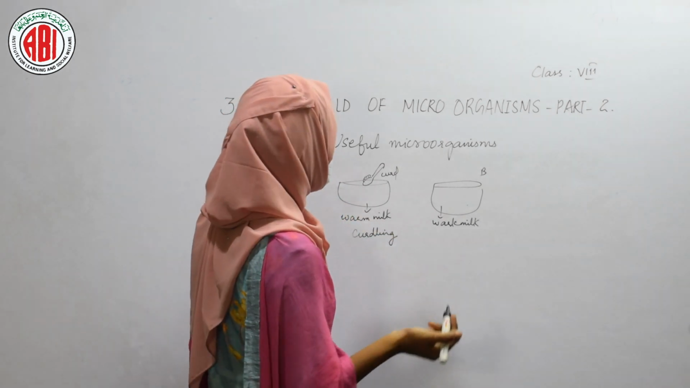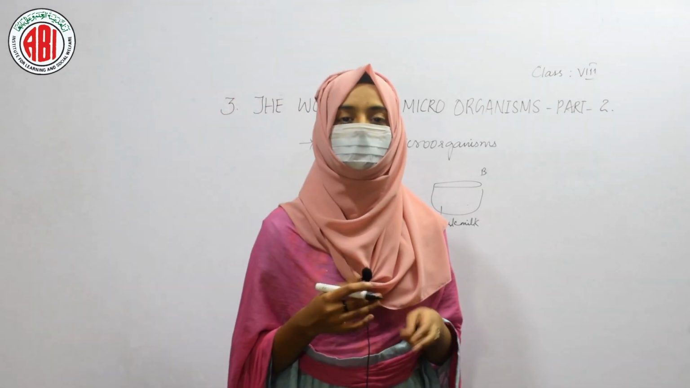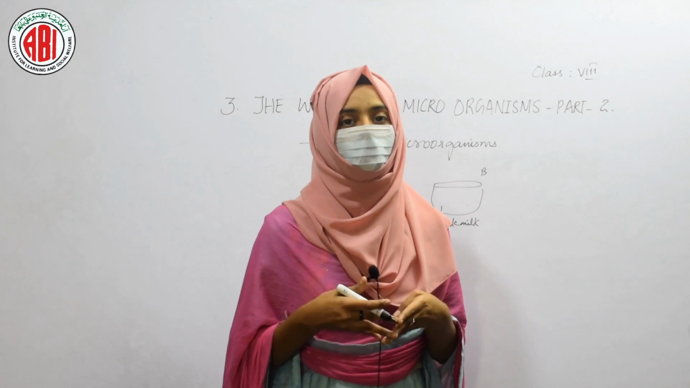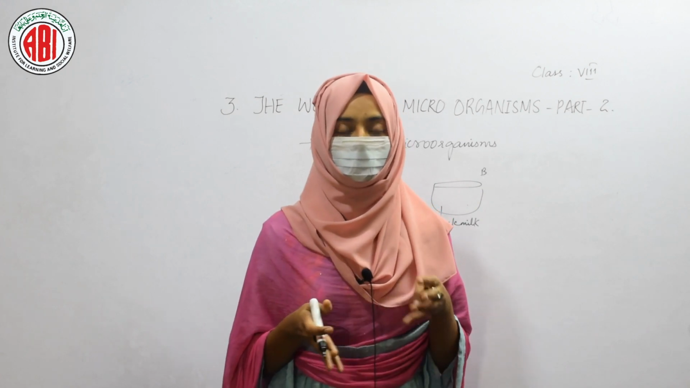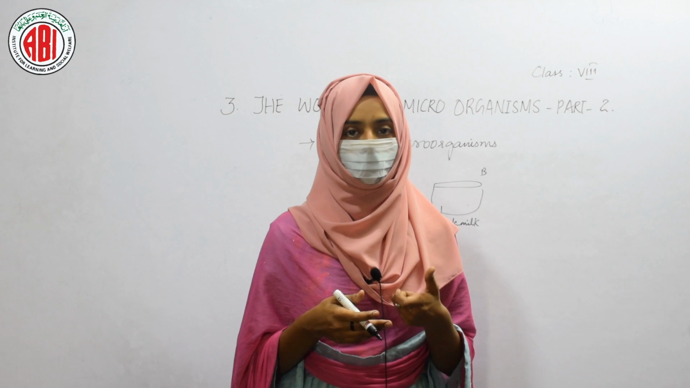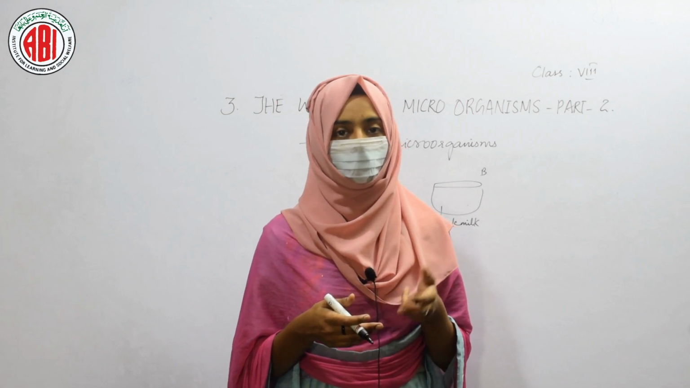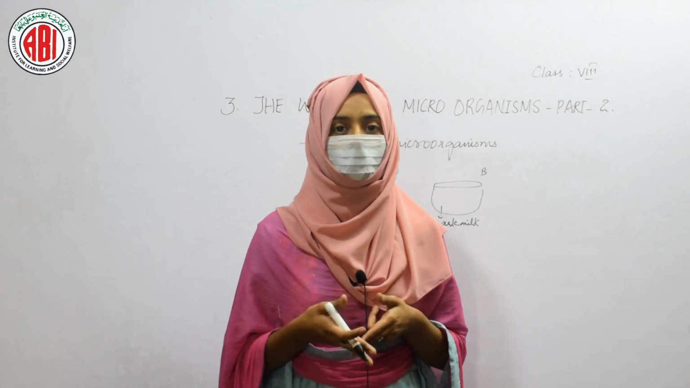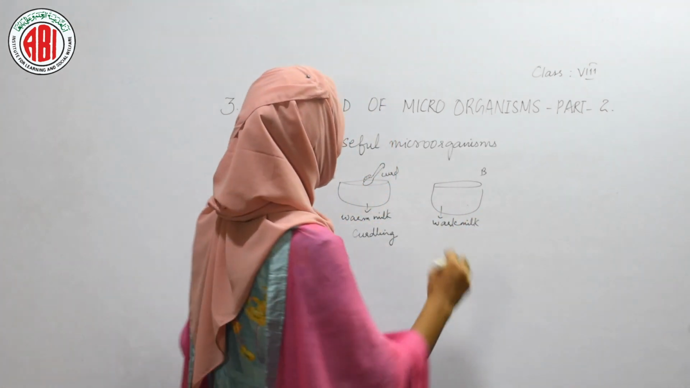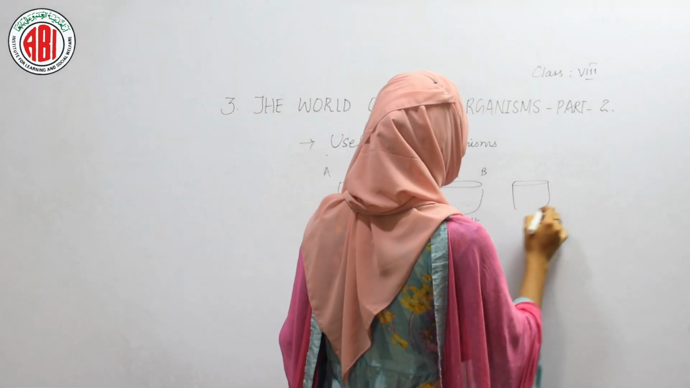Let us see one more activity by which we can clearly understand how they are useful in our daily life activities. When you see bread, it is very spongy and fluffy. Some bakery items are very spongy and fluffy. From where do they get that sponginess? Let us see one activity to understand this.